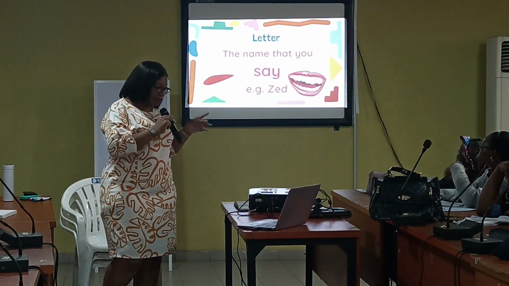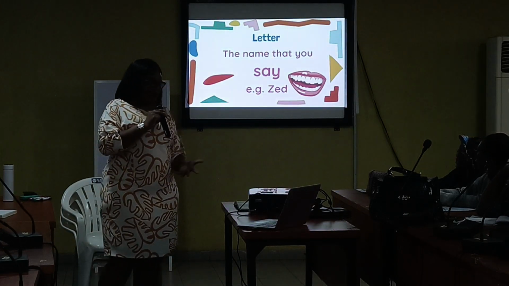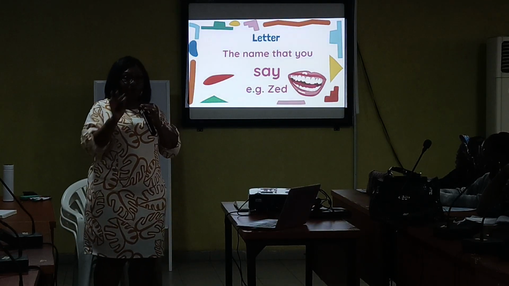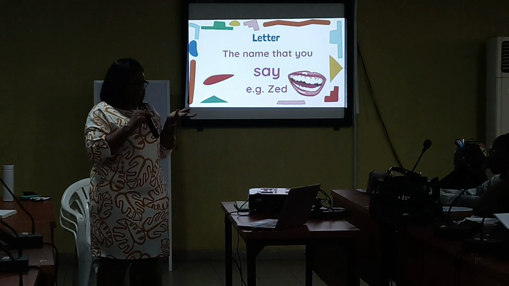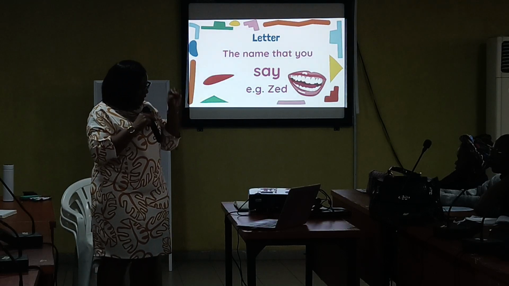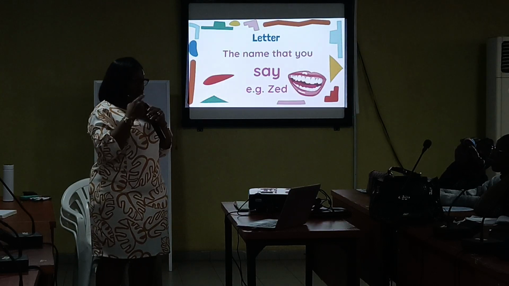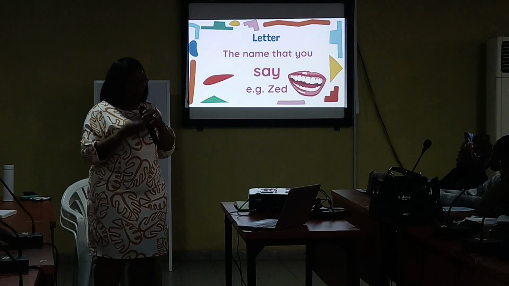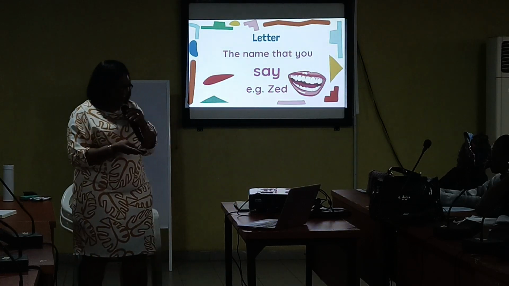So the first one, the letter, is the name that you say. The name of the image that you're looking at is the letter. So for example, Z. Yeah, Z. That's the letter. That's the letter name. Okay? And I'll use the image of the mouth there as a reminder. So the one that comes out of the mouth is Z. That's the name of the letter Z.